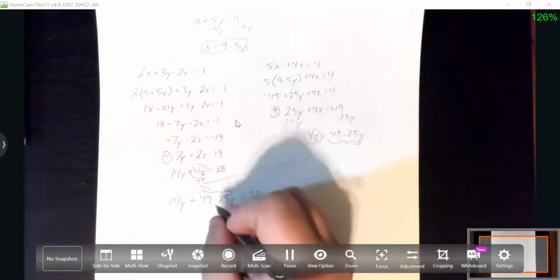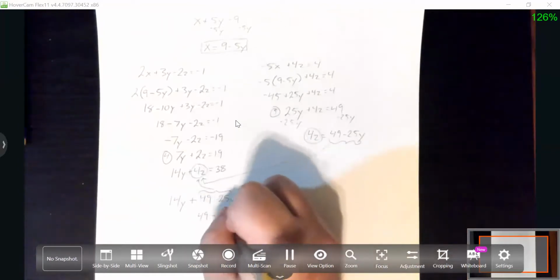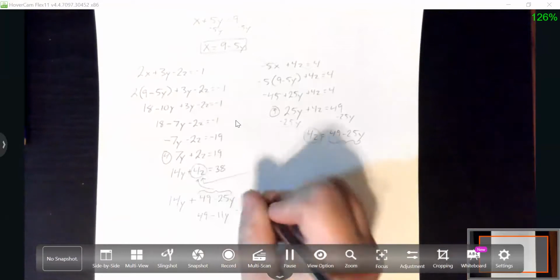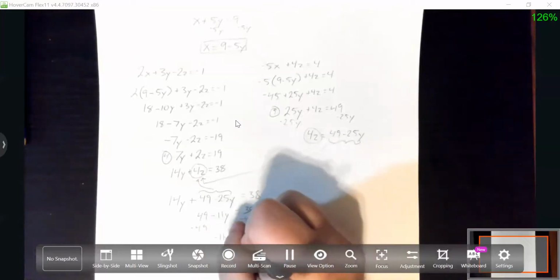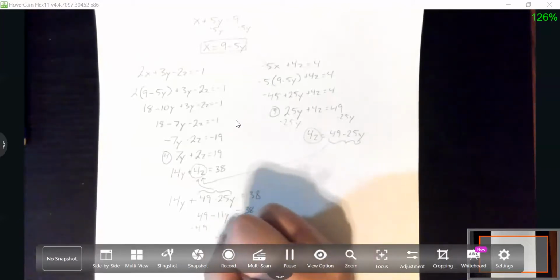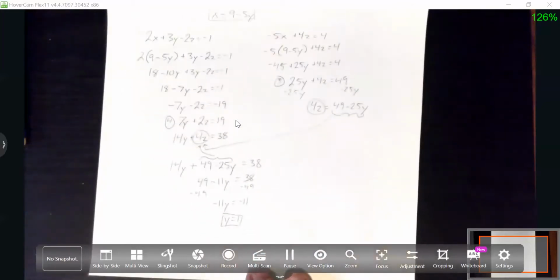All right, so we combine our like terms. That gives us 49 minus 11y equals 38. Subtract 49 from both sides. We get negative 11y equals negative 11. So y is equal to 1. We finally have a number.